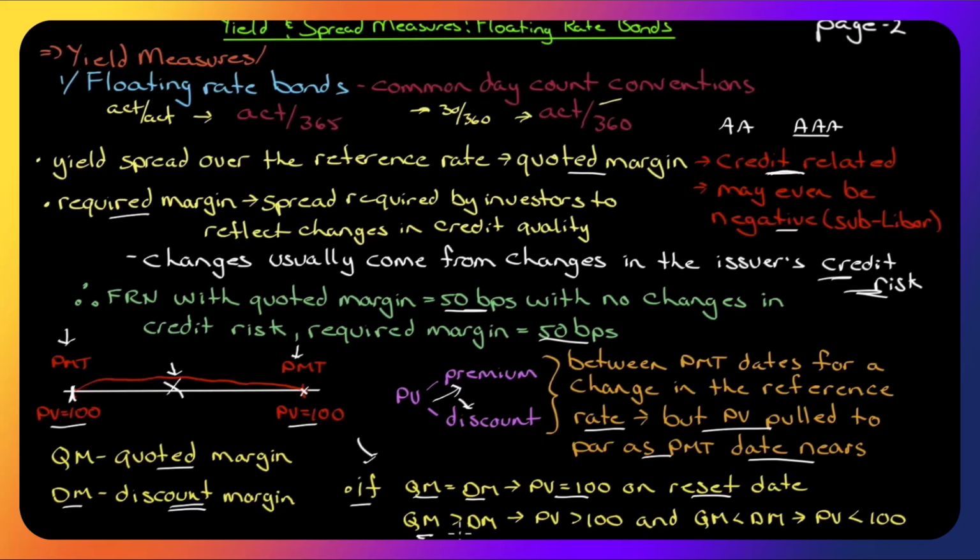If the quoted margin is greater than the discount margin, that means the market doesn't want so much, so present value will be greater than 100. It'll be trading at a premium. Things got better. But if the quoted margin is less than the discount margin, in other words, the market is saying, hey, we need a little bit more margin now. You guys are not as great as you used to be. We need to be paid more. The present value of the floating rate note on a reset date will be less than 100.